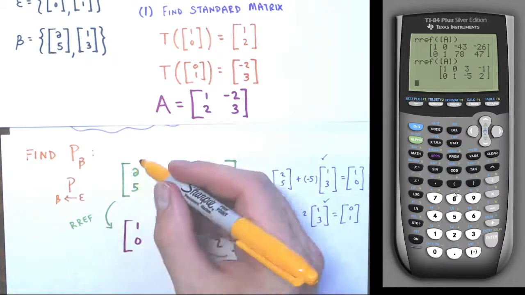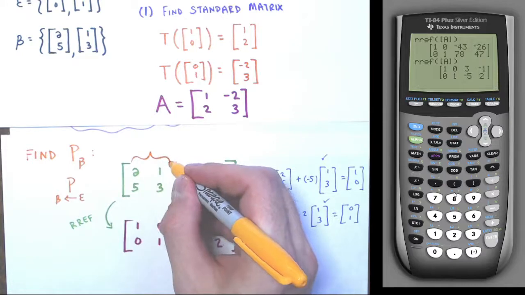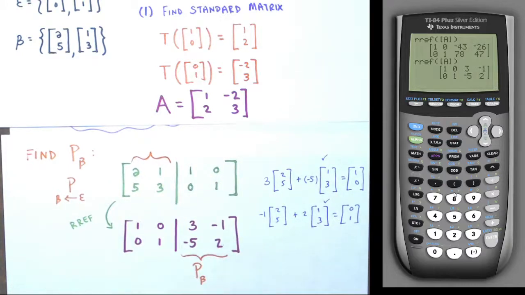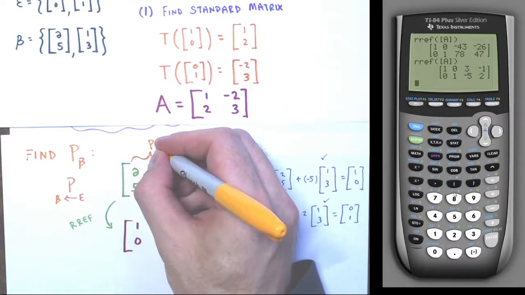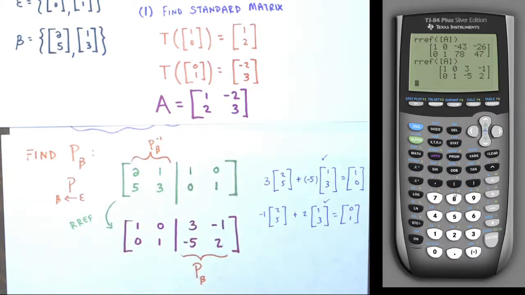And then the matrix earlier, where the columns are just the vectors from B, that would be PB inverse. Because setting this up is like, PB inverse, this matrix here, times what would give me the identity. If I had these on either side, and I multiplied both sides by PB, I'd multiply PB inverse by PB and get the identity. And then multiply the identity by PB, I get PB.